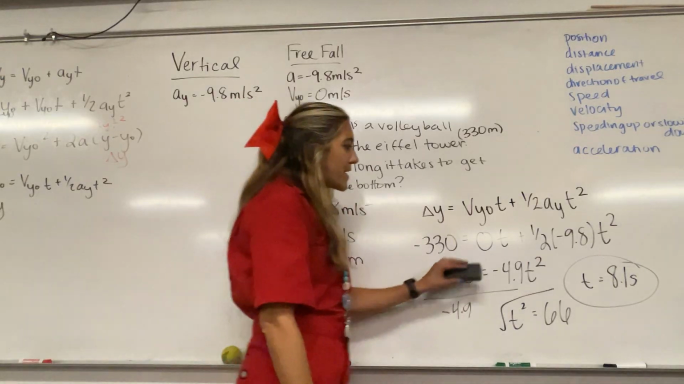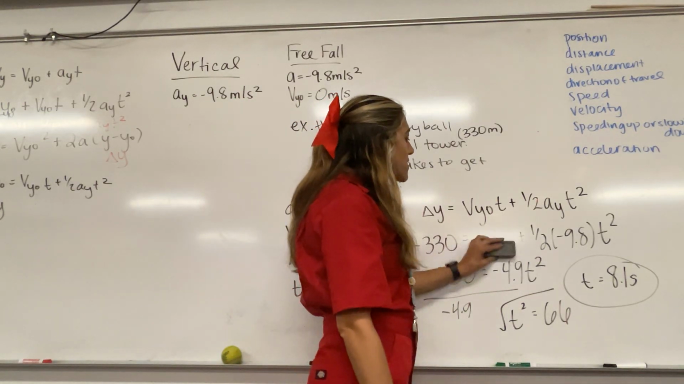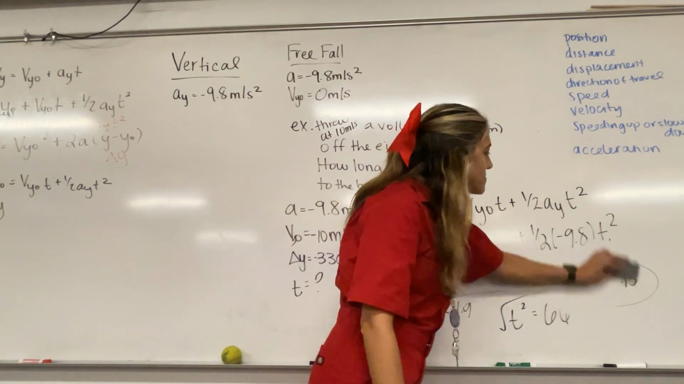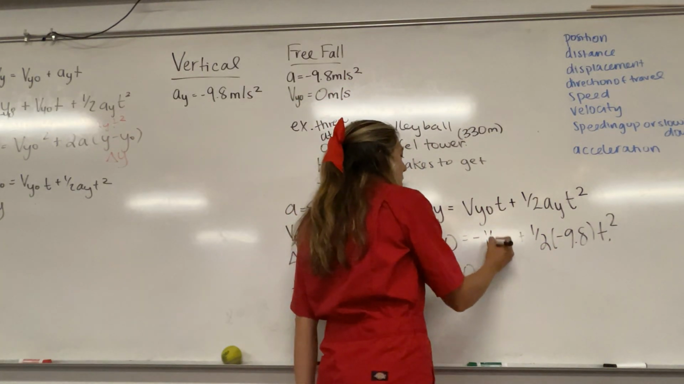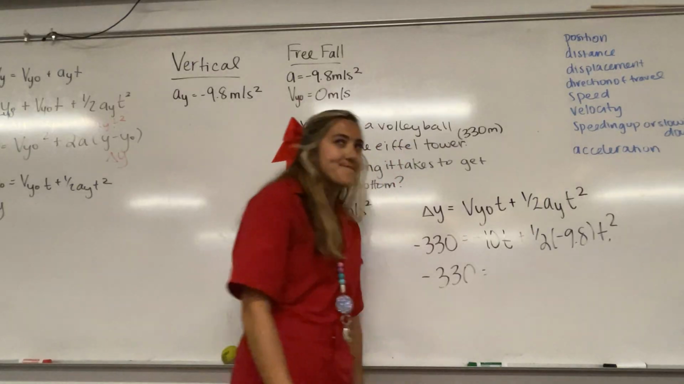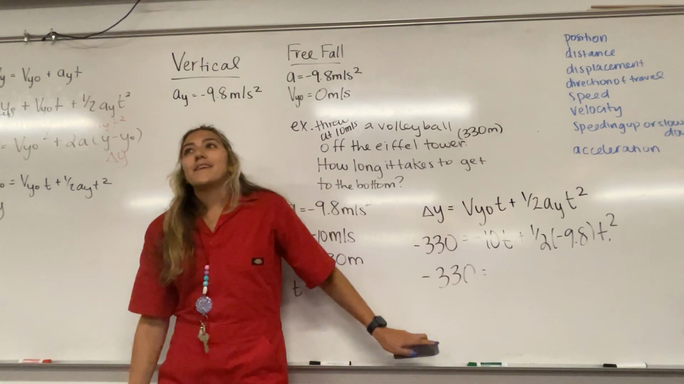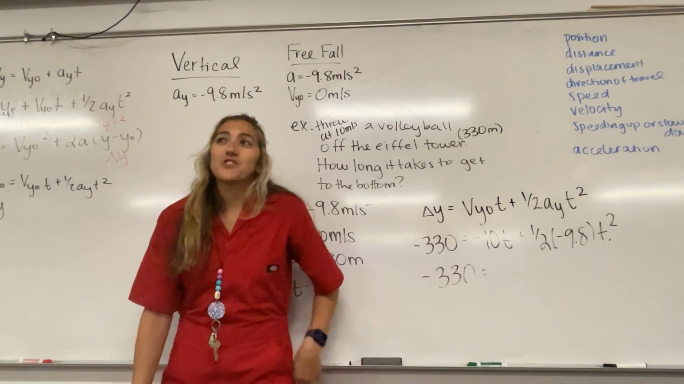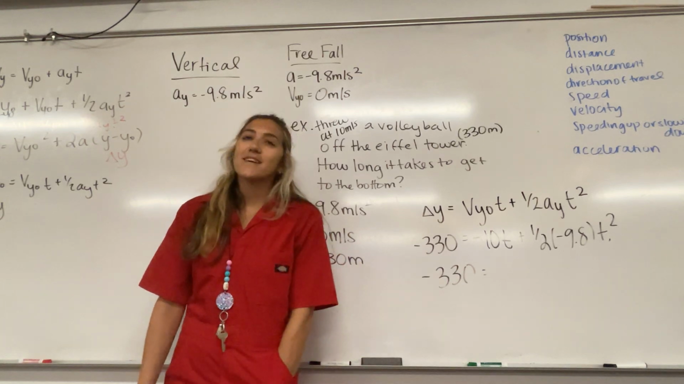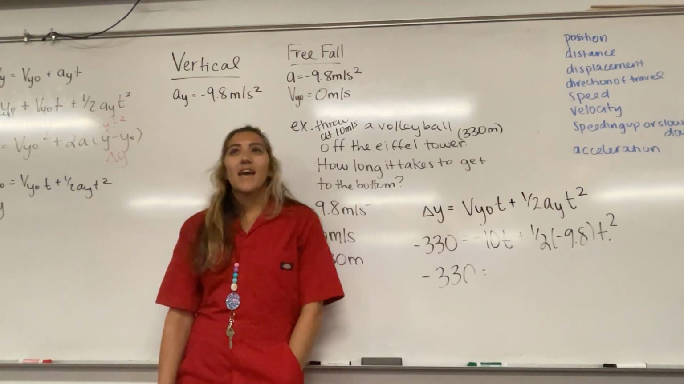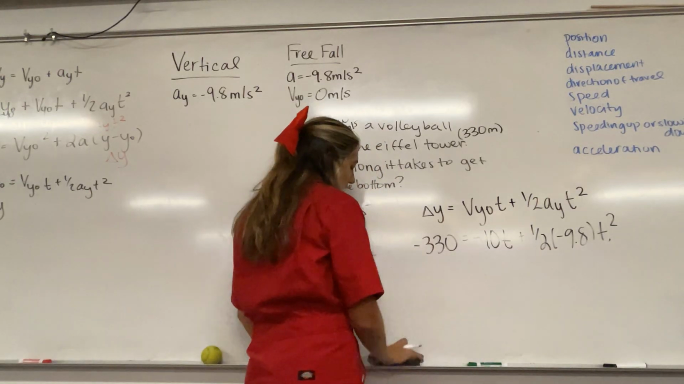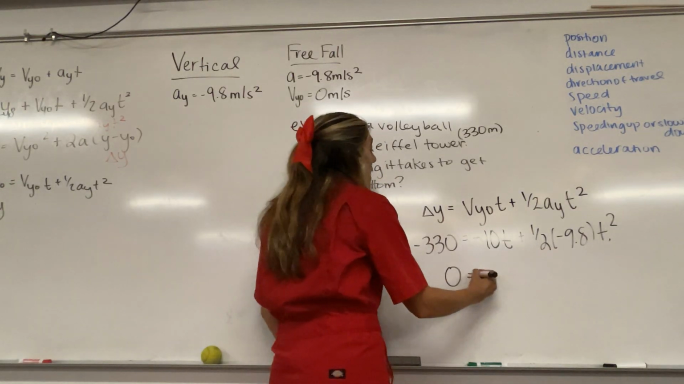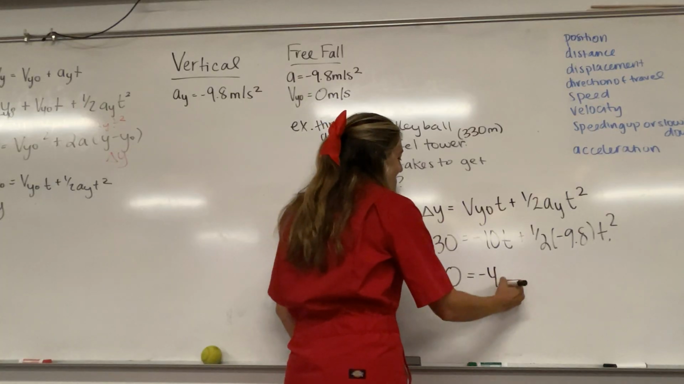Here's where it gets scary. This is no longer 0. It's now negative 10t. And now I can't just solve this because it's a quadratic that I can't factor. And how do I handle a quadratic that I can't factor? I use the quadratic formula.